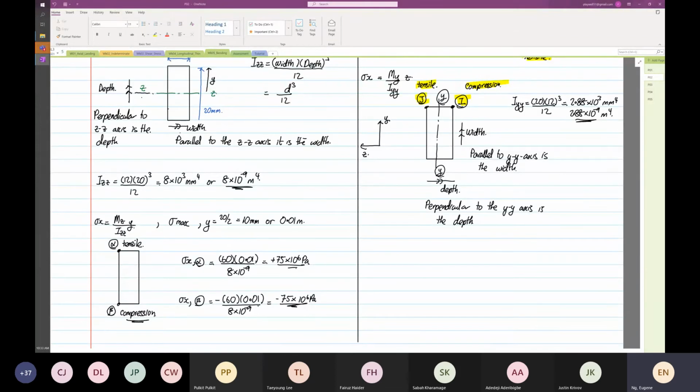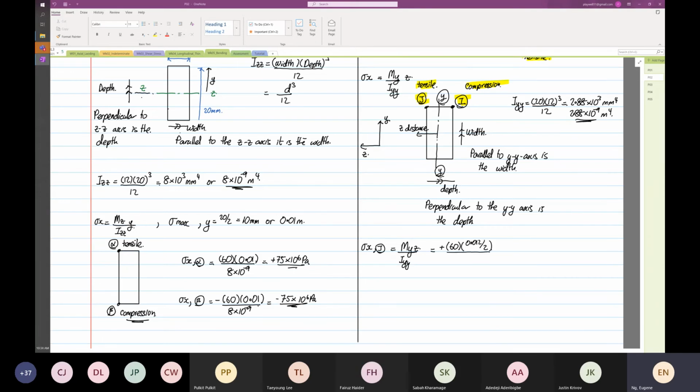So over here we have stress X at point J, equal to My over Iyy multiplied by z. Another mistake that students tend to make is, what is this z distance? If you look at the axis, this is going to be our z distance. Getting the wrong z distance is not going to help either. We know point J is going to be tensile, so this is going to be plus. It's going to be 60, the z direction is equal to 0.012 divided by 2.